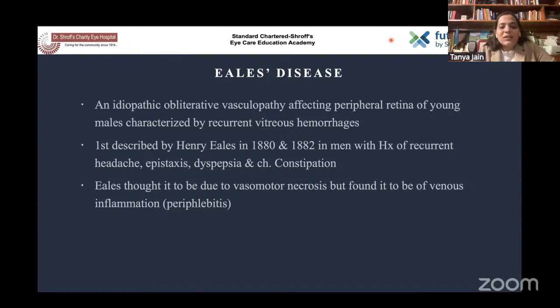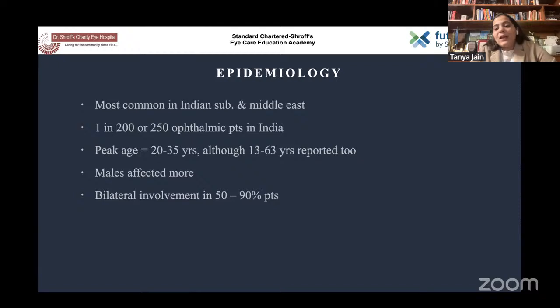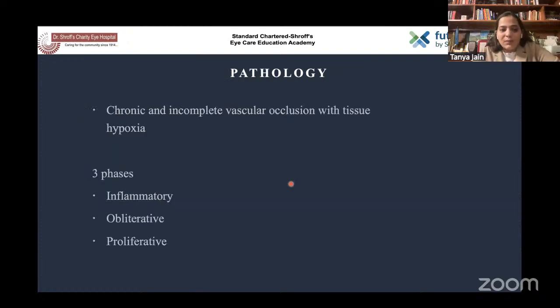So Eales disease is actually said to be a diagnosis of exclusion. When you don't have anything, however, you have massive periphlebitis, you think of Eales disease. Very, very important question for PGs because it is most common in India and the Middle East. We see a lot of patients. Usually, you will see middle-aged males coming with sometimes floaters or sometimes with vitreous hemorrhage, and mostly bilateral involvement. There is chronic and incomplete vascular occlusion, and it is again an occlusive type of vasculitis.